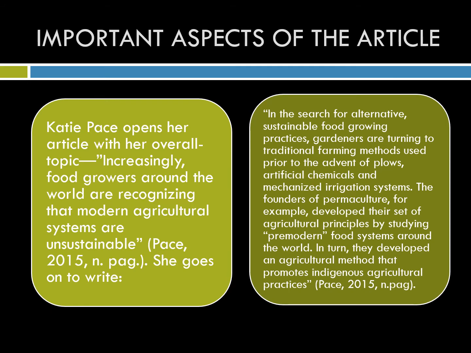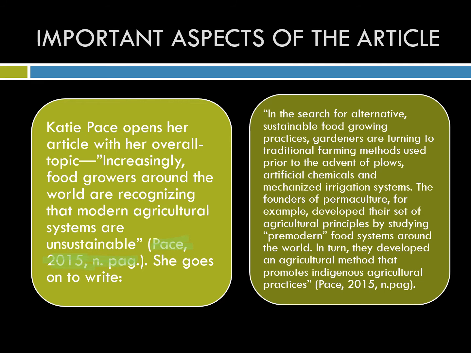Important aspects of the article. Most of these are direct quotes, and you can see that from, like here you'll see my citation. I'm saying that Pace wrote this, the year she published it, and NPAG just means no pagination because it's online. There is no page number. And I'm just telling you how she opens her article. With "Increasingly, food growers around the world are recognizing that modern agricultural systems are unsustainable." And then she goes on to write, "In the search for alternative, sustainable food growing practices, gardeners are turning to traditional farming methods used prior to the advent of plows, artificial chemicals, and mechanized irrigation systems."